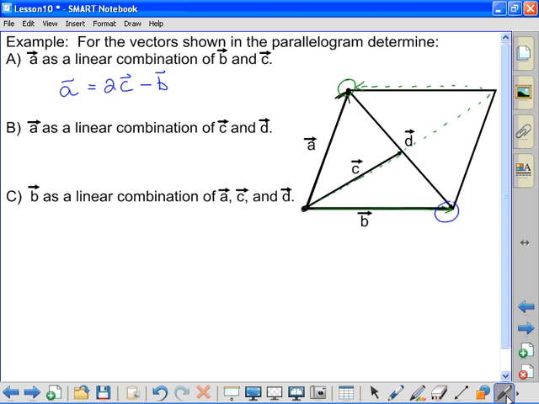All right. Next one, I want to write A as a linear combination of C and D. So still the A, I'm still following the green here. I want to end up here. So I have to use the vector C, and I have to use the vector D. So how can I start here and end here? Well, we're going to use vector C again. So vector A equals vector C.